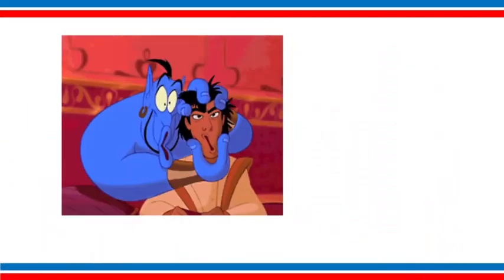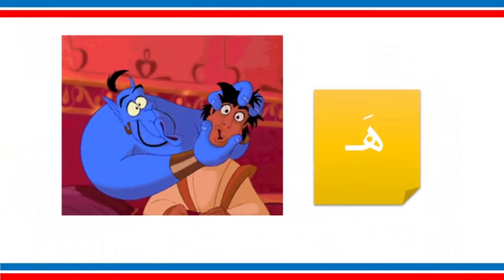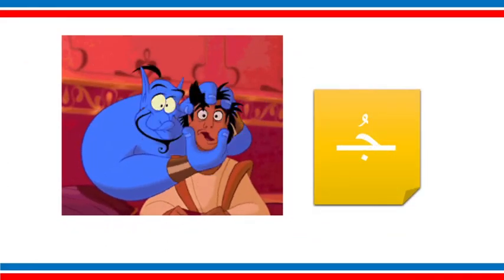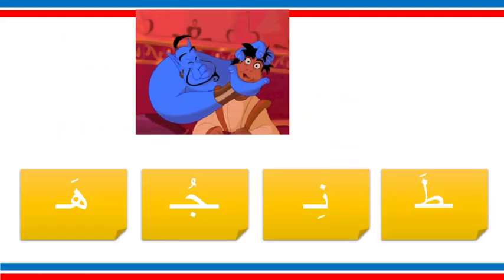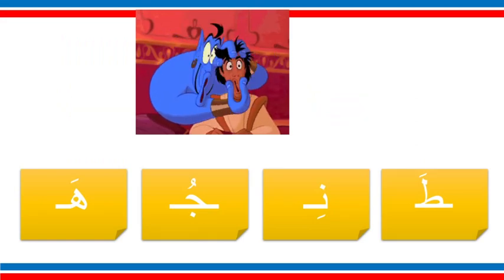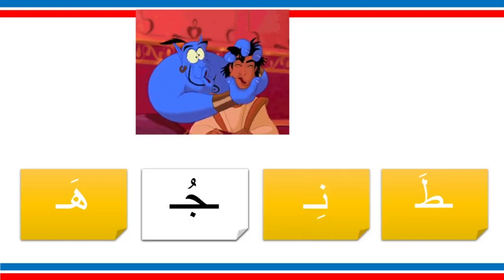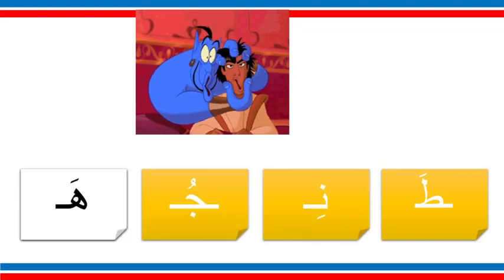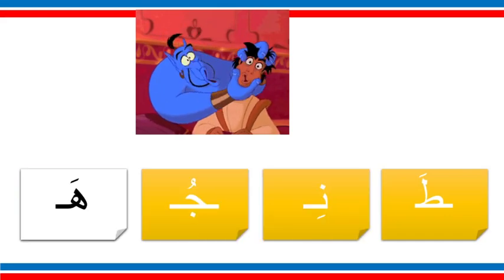Next question is pronouncing again. Now I want you to pronounce letters. How do you pronounce this letter? And this letter. And this letter. Wa, this letter. I want you to pronounce them. Pause the video and pronounce. Now I will pronounce them. First one is ta. Next, ni. Then, ju. Then ha. So ta ni ju ha.